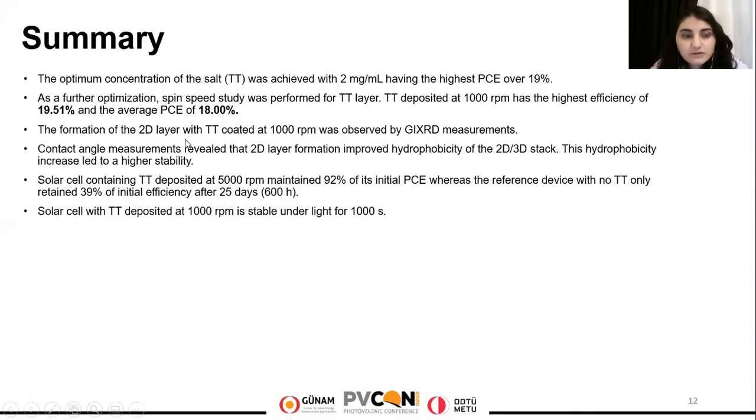To prove formation of the 2D layer, we measured GI-XRD, and this time we saw that with 1000 RPM we got a 2D layer. Also, contact angle measurements showed us that hydrophobicity increased with the addition of the 2D layer. Also, it led to increased stability. Then, TT at 5000 RPM maintained 92% of its efficiency, but the reference only kept 39% of its initial efficiency for 25 days.